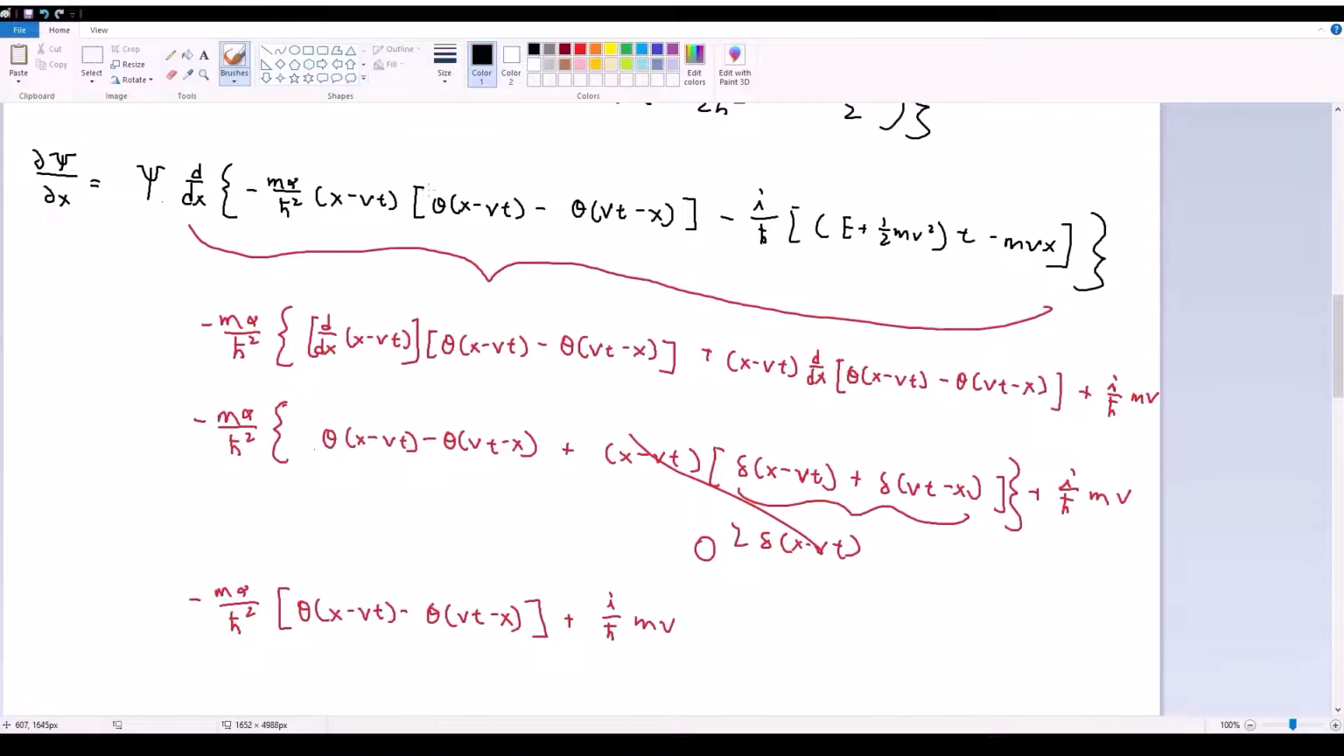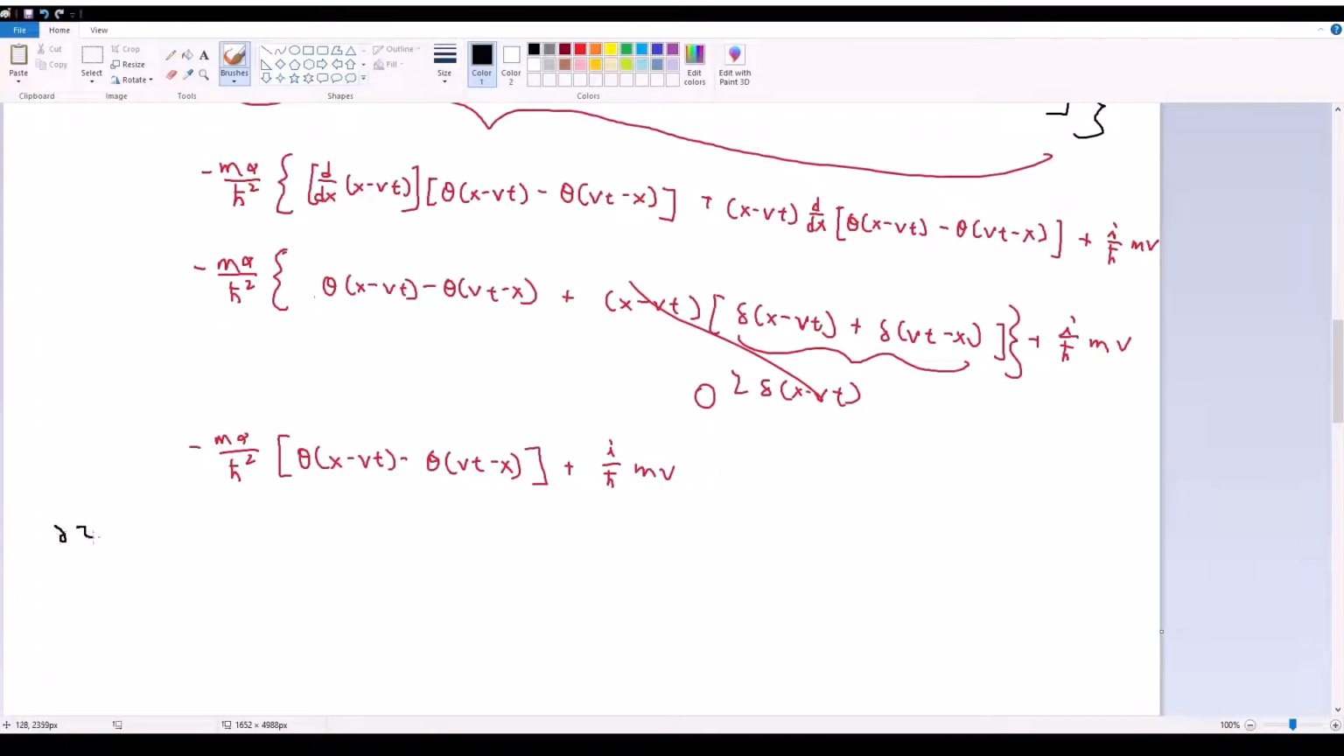So that means that the derivative of psi with respect to x is going to equal psi itself multiplied by the negative of m alpha over h bar squared times theta of x minus vt, minus theta of vt minus x, plus i mv over h bar. And I cap this off. And with that, we're done with the first derivative. Now we can move on to the second.